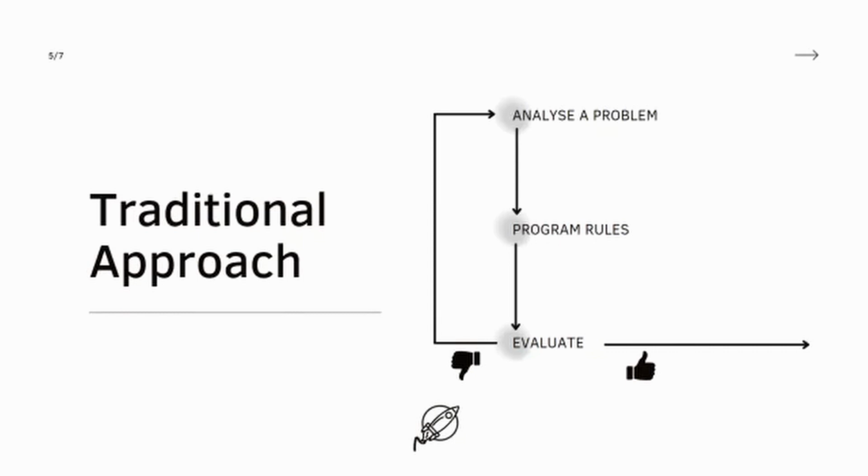a set of rules that will tell the machine to explicitly do something depending on the cases. Then we evaluated that. In case it was not good, we would do the same process again. If it was good, we deployed it into production.